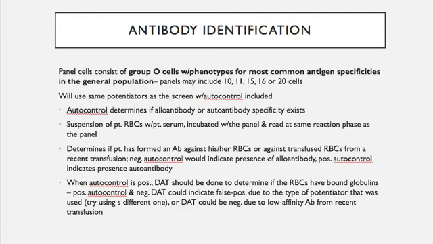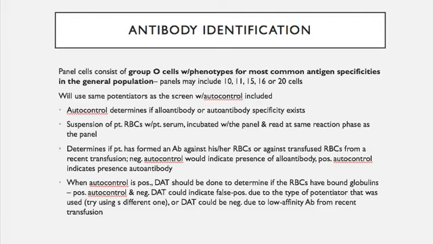Okay, so just like with the screening cells, our full antibody panel cells also consist of group O cells from donors who display the most common antigen phenotypes that we would see in the general population. So those panel cells could include 10, 11, 15, 16, or 20 cells. They're packaged as a set, and depending on which set your lab utilizes, it can have a different number of reagent donor cells available.